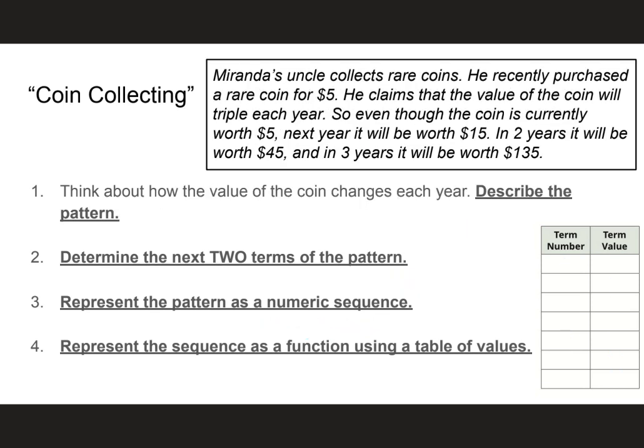All right, so here's the last one, coin collecting. It says Miranda's uncle collects rare coins. He recently purchased a rare coin for $5. So that's the first term. He claims that the value of the coin will triple each year, so multiply by 3. So even though the coin is currently worth $5, the next year it'll be worth 15, and then it'll be worth 45, and then it'll be worth 135.